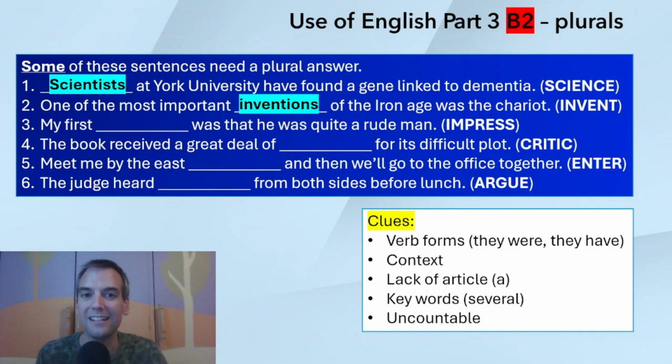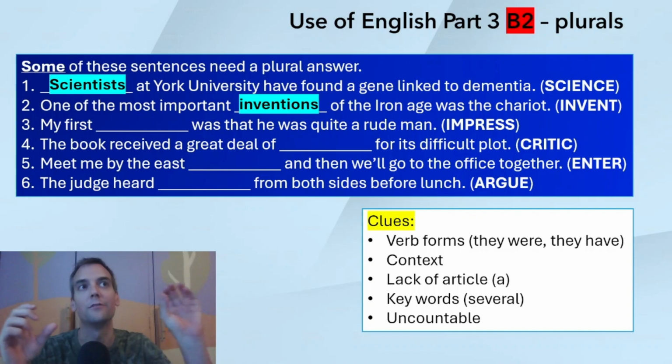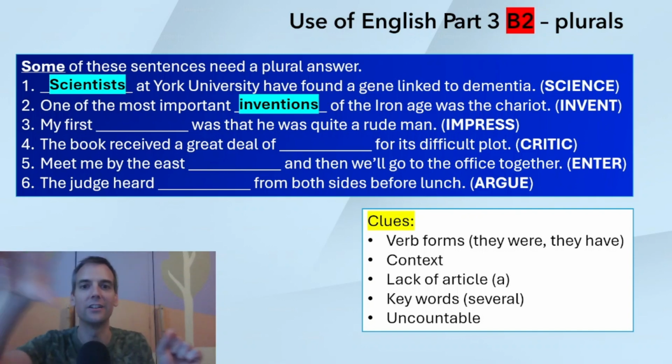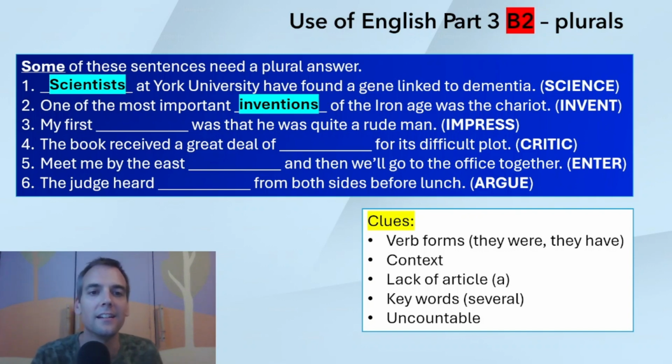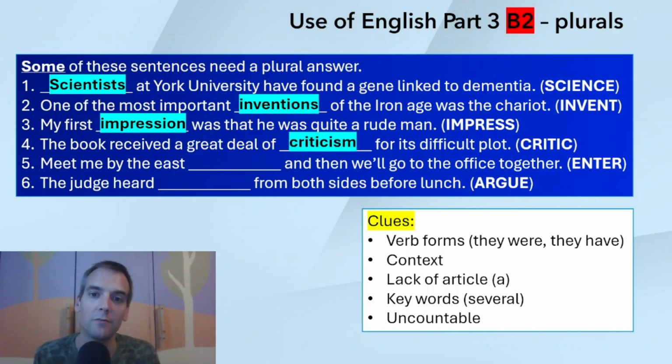This structure needs a plural because we're imagining lots of inventions, and then we're saying, well, one of these inventions that was very important was the chariot. Number 3, my first impression. You've only got one first impression. Number 4, criticism is uncountable. So singular, criticism. And number 5, the east entrance. There's only one entrance by the east. We're referring to this one where we're going to meet.